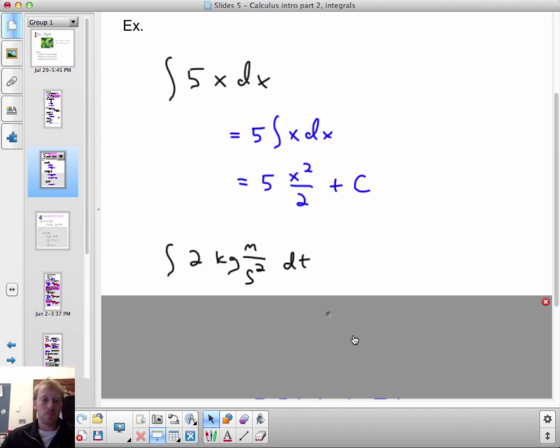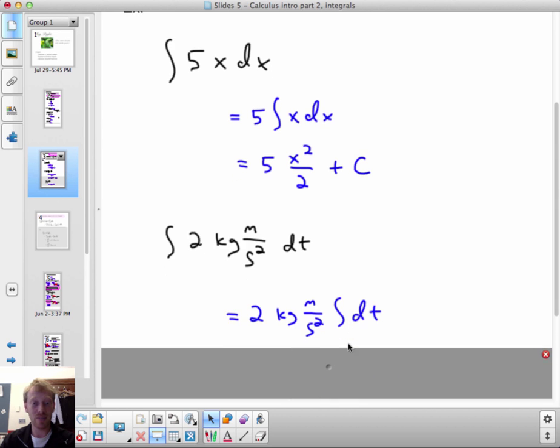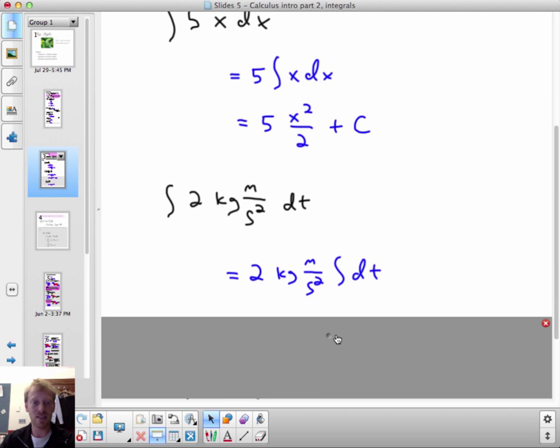Okay, well, how about this mess? The integral of 2 kilogram meter per second squared dt. If you remember from our derivatives presentation, units are just examples of constants. They're just examples of coefficients. So they come out of the integral just like all the other constants do. Here, the number 2.